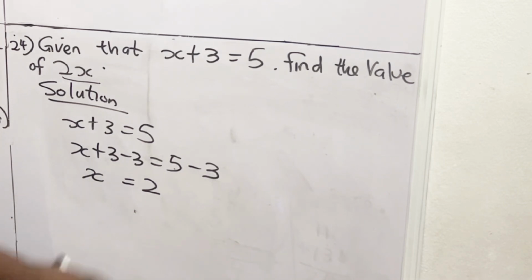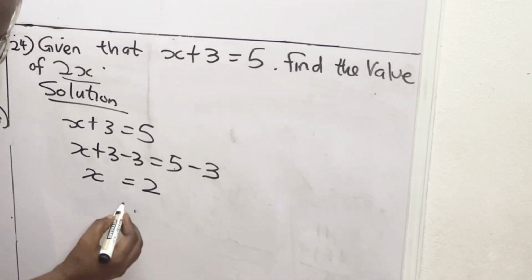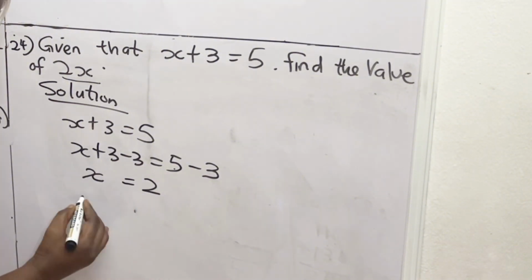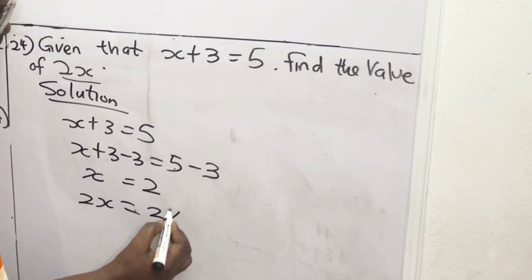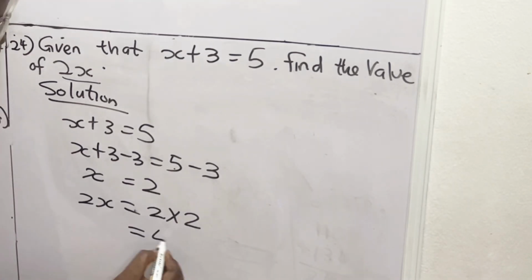Is that our final answer? No. We are told to find the value of 2x. So if x is 2, then 2x will be what? 2 times 2, which is equal to 4.